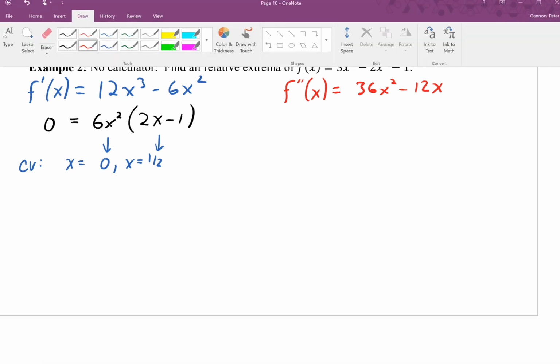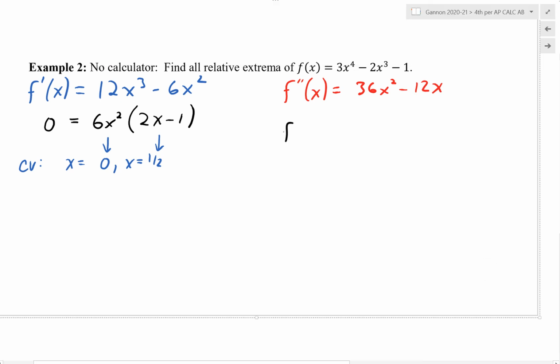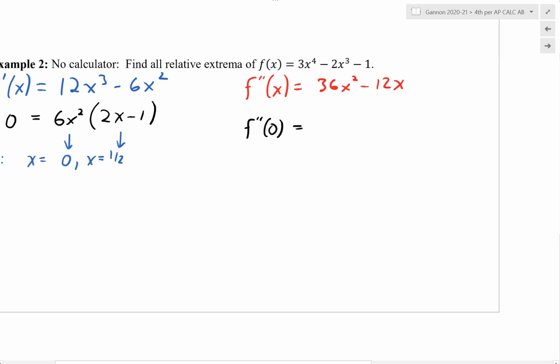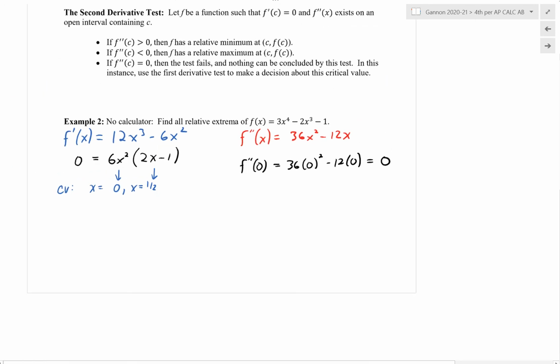All right, so what we would then go ahead and do is evaluate the second derivative at each of those critical values. So f double prime of 0 is going to be 36 times 0 squared minus 12 times 0, which is going to equal 0. All right, so what our test above told us is that if the second derivative at c is equal to 0, then the test fails. So for this, the test fails, and we can't determine anything about the relative extrema at that point.